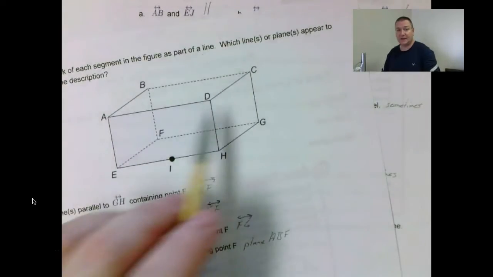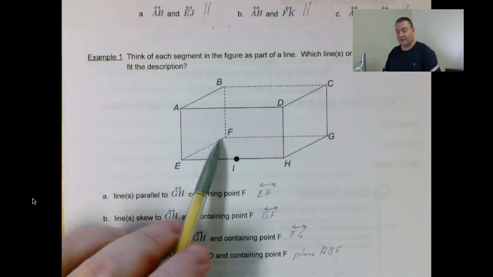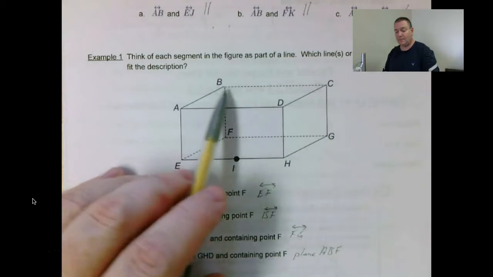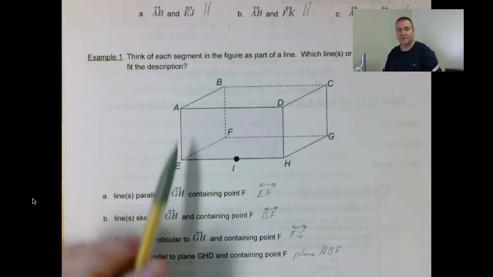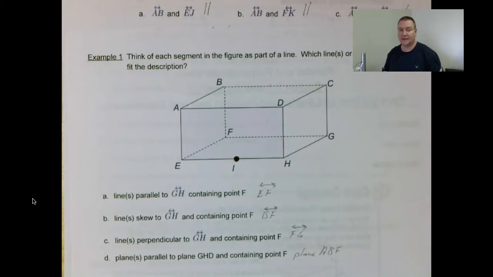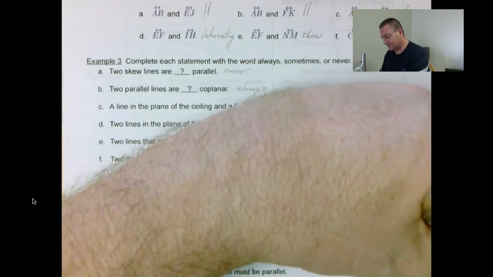EFG is parallel to ABC, but EF is parallel to ABC. ABF contains line EF, and ABF is not parallel to the ceiling ABC. So the answer here again, sometimes.